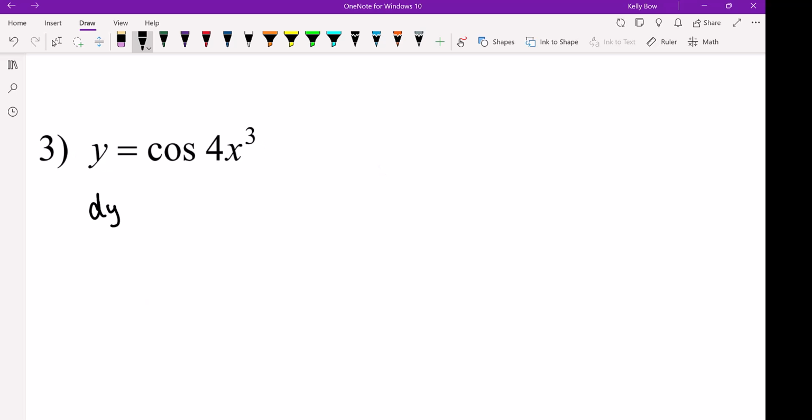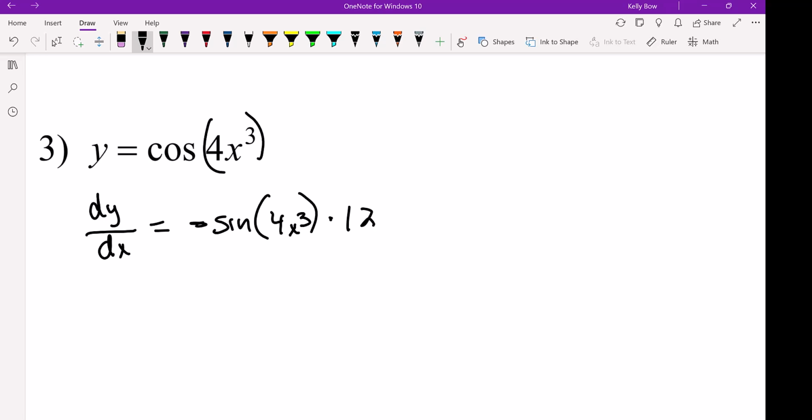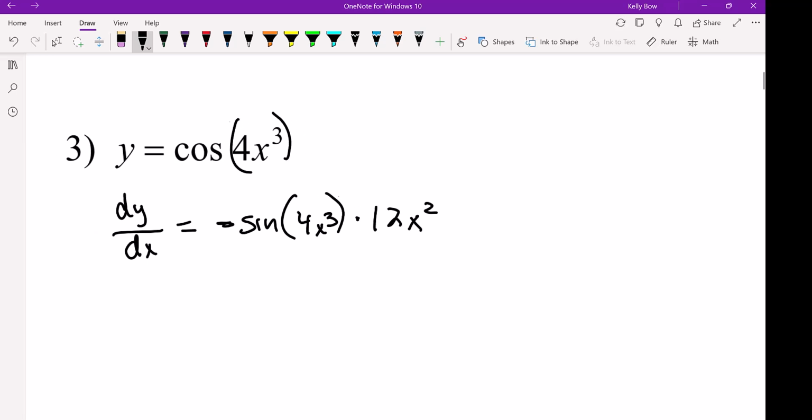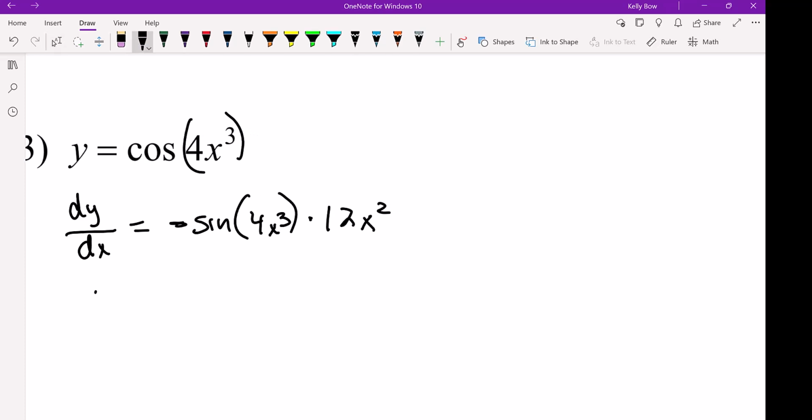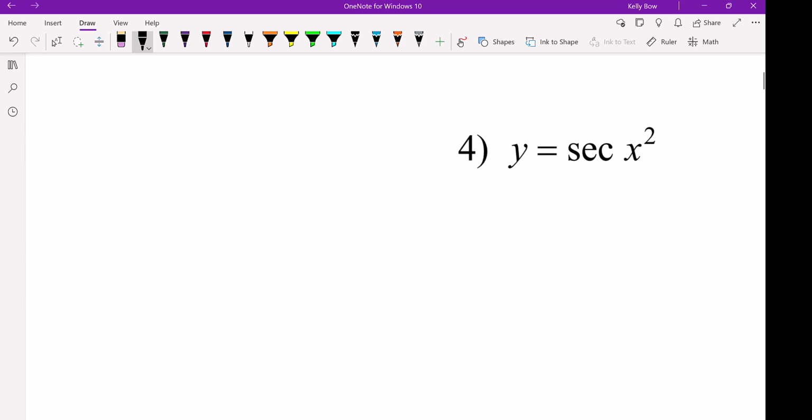The derivative of cosine is negative sine. So negative sine of theta, here's our theta, and the derivative of theta, using the power rule: the 3 would come in front, 3 times 4 is 12, and then 3 subtract 1 is 2. And then we're going to rewrite that in front. So negative 12x squared times the sine of 4x cubed.